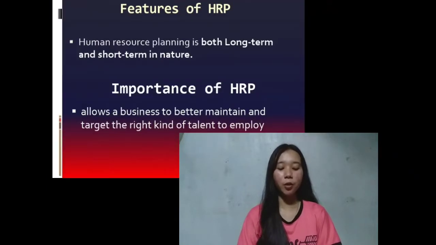Features of human resource planning. Human resource planning is both long-term and short-term in nature. When we talk about long-term planning, it is a comprehensive framework that comprises goals to be met within a 4 to 5 year period, while short-term planning evaluates your progress in the present and creates an action plan to improve performance daily.